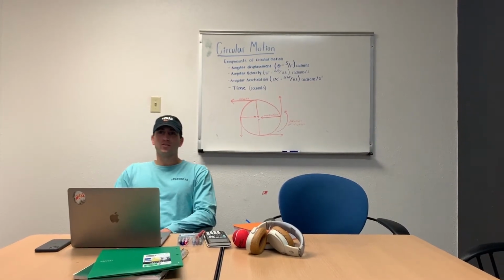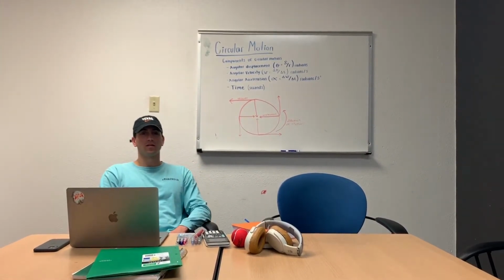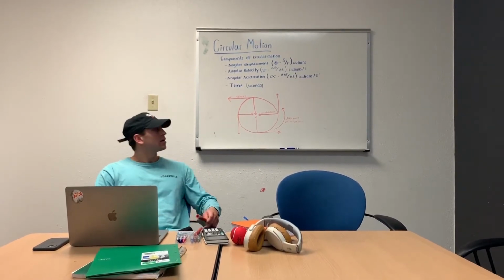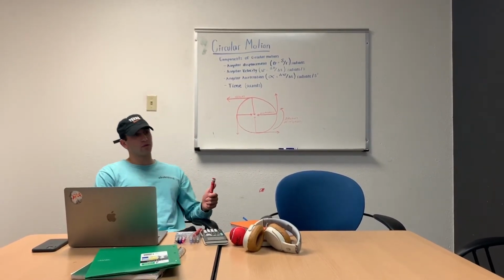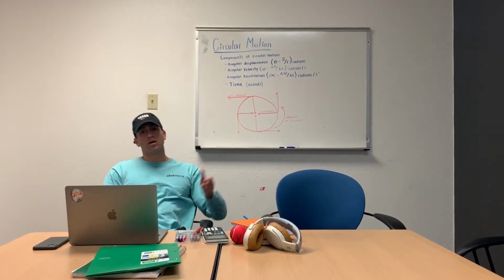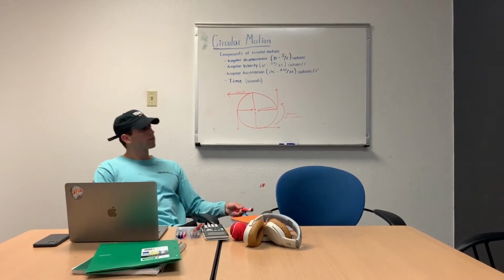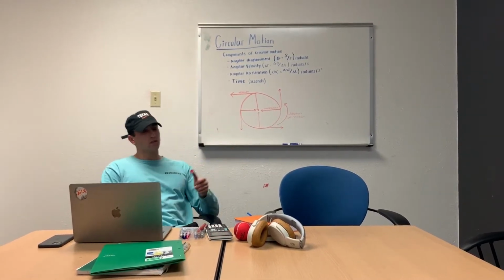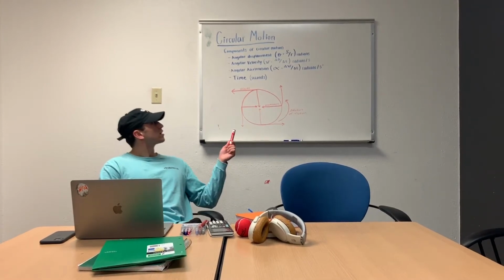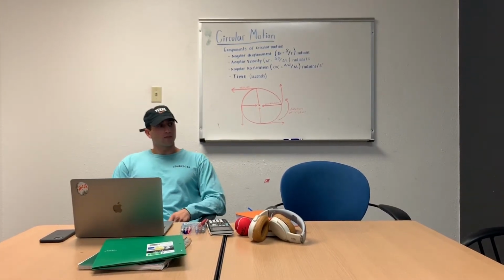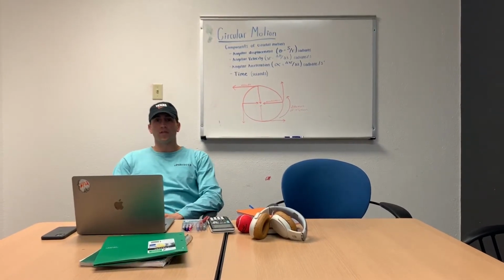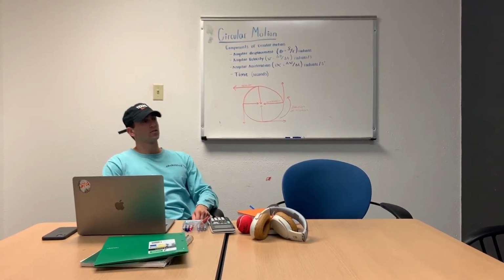The definition of circular motion is the movement of an object along the circumference of a circle or along a circular path. There are four components to circular motion. First, angular displacement, expressed in radians. Then angular velocity, expressed as omega, in radians per second. Then angular acceleration, expressed as alpha, in radians per second squared. And finally, we have to take time into consideration.